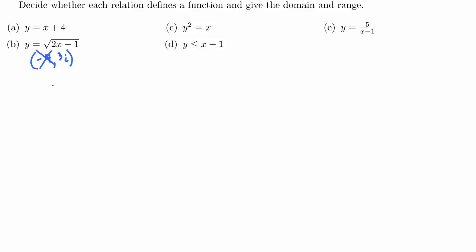So you have to ask yourself, what would actually limit your domain? What we're going to talk about, at least in this chapter, are 3 types of functions. You will see polynomial functions, and A is an example of a polynomial function. You will see B, which is a radical function, not rational. And you will see E, which is a rational function.